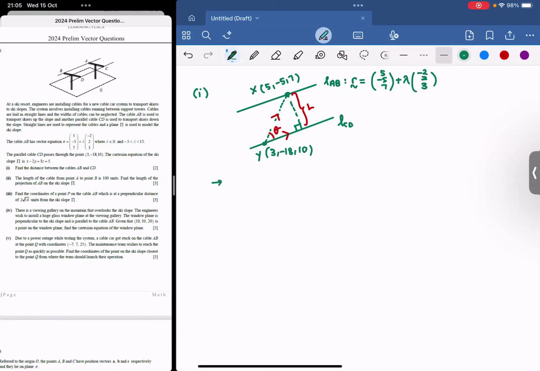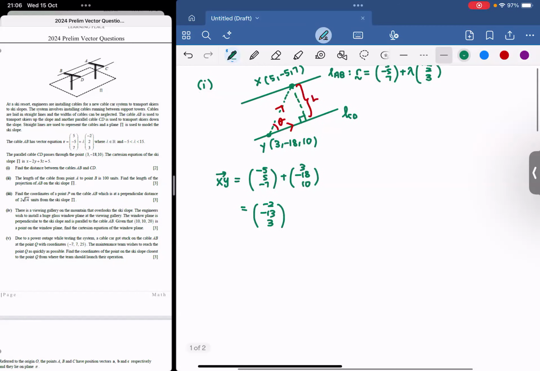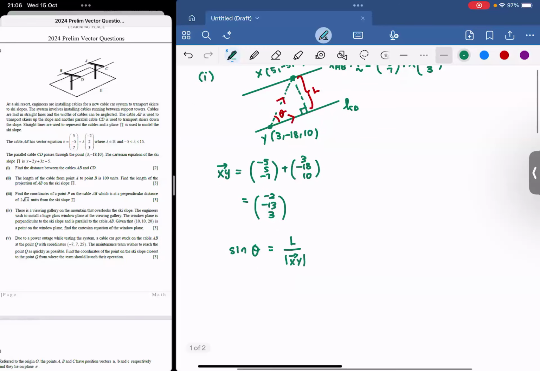So XY is just equals to -5, 5, -7 plus 3, -18, 10. This will give us -2, -13, 3. So now I have this direction vector, I have that, then I now will apply my SOH CAH TOA. So sine theta equals opposite over hypotenuse. The hypotenuse is my length of XY. So sine theta, what do you do?